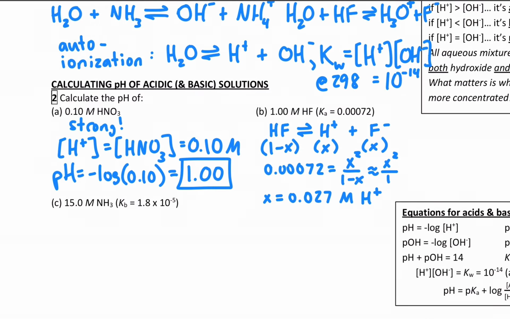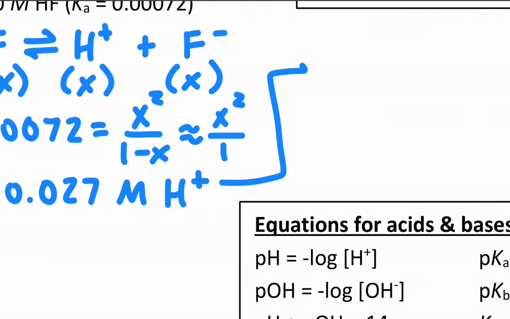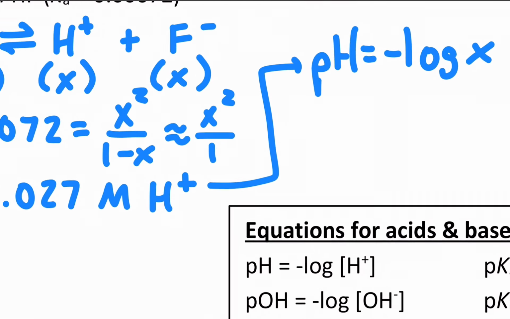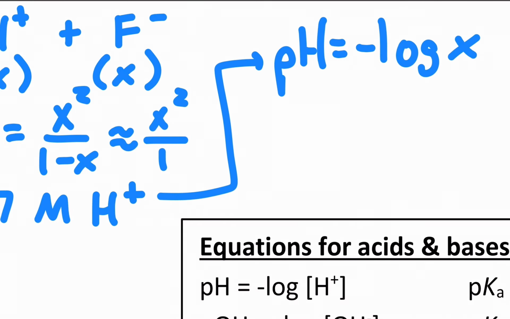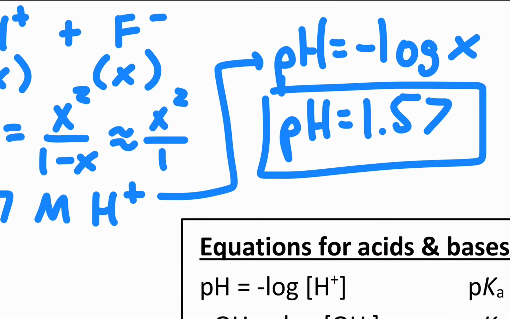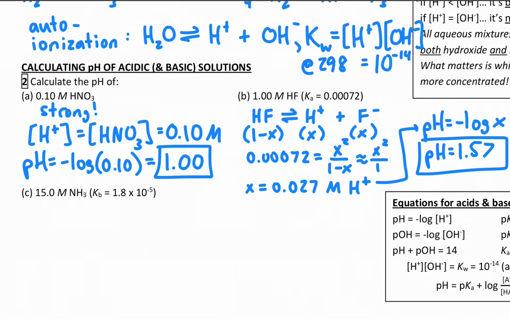So to get the pH, I just take the negative log. So the pH is the negative log of X. So the negative log of that number, I get about 1.57. Okay. So that's how we get the pH of a strong acid and a weak acid.